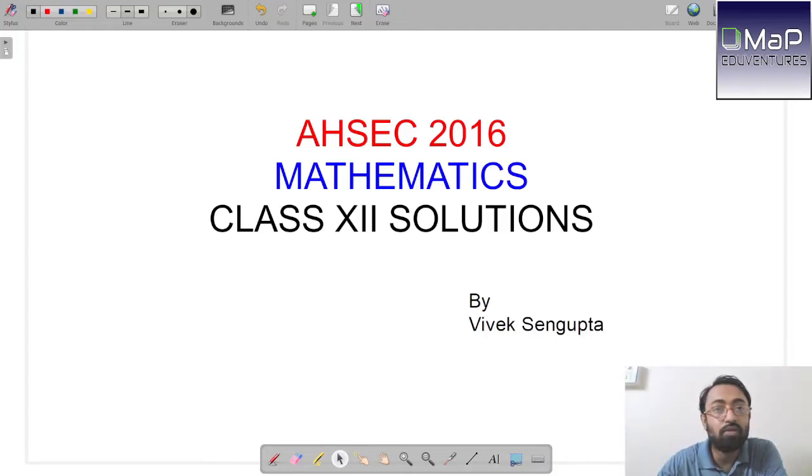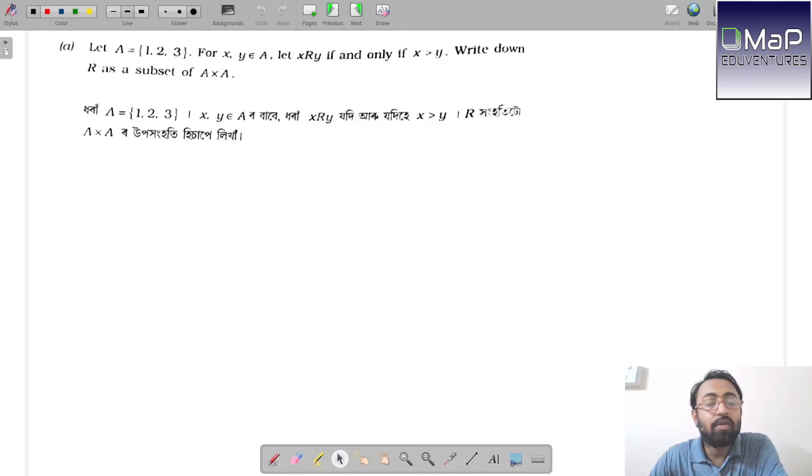Okay. So, let us begin. So, our first question, let's set A equals to 1, 2, 3. So, set of 3 elements is given. Then it says that for elements x and y in set A, x will be related to y.